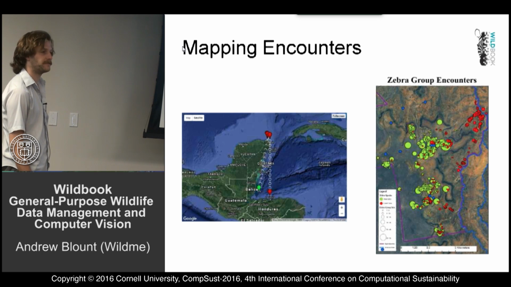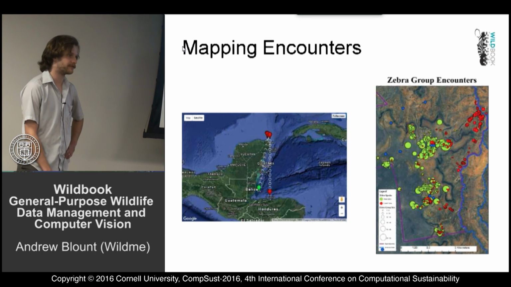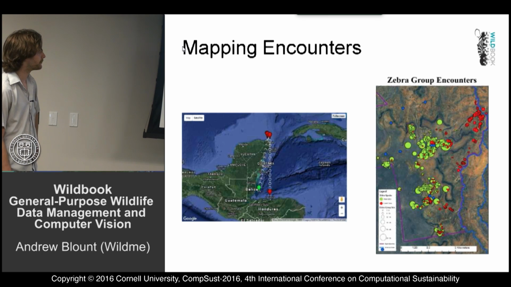So you can imagine it'd be very difficult for one research team to have tracked this whale. It's only possible because there's collaboration of different people collecting data in different places, uploading it to the same database, and the computer vision recognizing that it's the same individual.